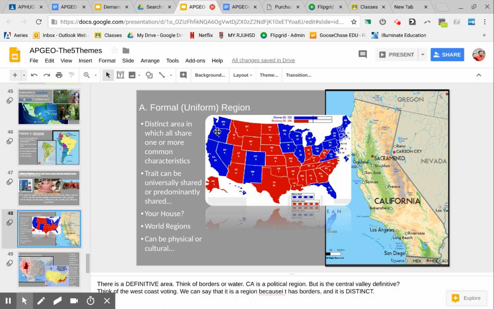So if you think about California, it's distinct in that we all share the identity of Californians, but we do have a distinct difference. When you're in Nevada, even if you're right next to California, you're in the Nevada region, right? You're going to have a Nevada personality. So a formal region is anything that you can define and you can prove it, right? You can prove this region.